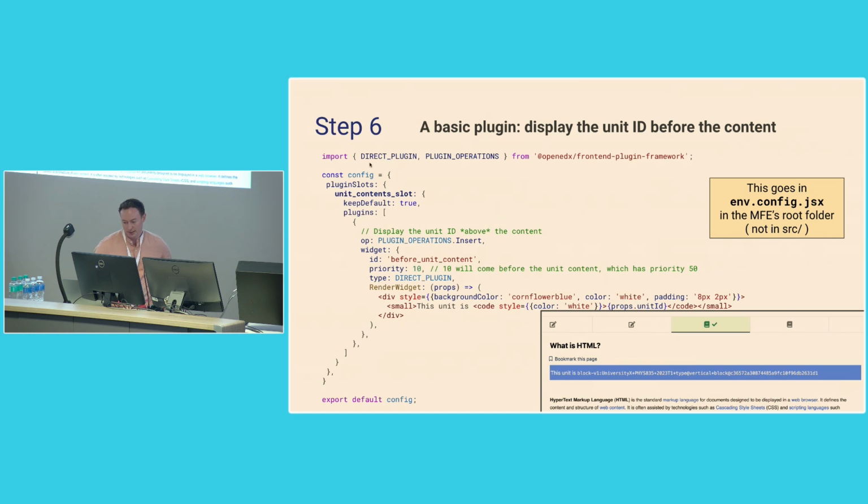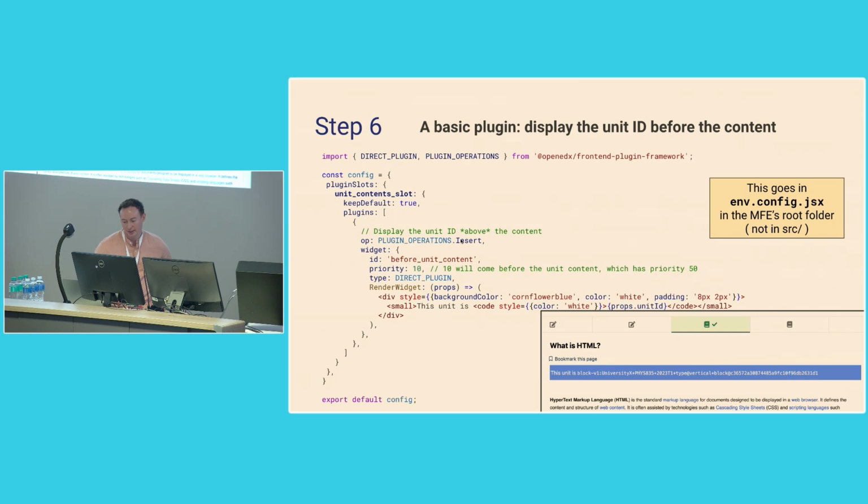The important things here are we import the front-end plugin framework, and we define the config. The most important thing is the ID of the slot, so this has to match the ID that we defined in the JSX file for the unit contents slot. We definitely want to keep the unit contents there, otherwise learners won't see anything at all in the course. So we want to say keep default true. And then for plugins, we'll just have a list and it will contain one plugin.